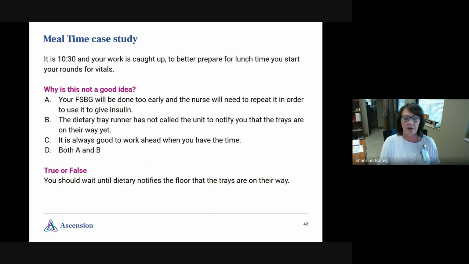Oh, I thought we were almost done. It's 10:30 and your work is caught up. To better prepare for lunchtime, you start your rounds for vitals. Why is this not a good idea? A, your finger stick blood glucose will be done too early and the nurse will need to repeat it in order to use it to give insulin. B, the dietary tray runner has not called the unit to notify you the trays are on their way yet. C, it's always good to work ahead when you have the time. Or D, both A and B.